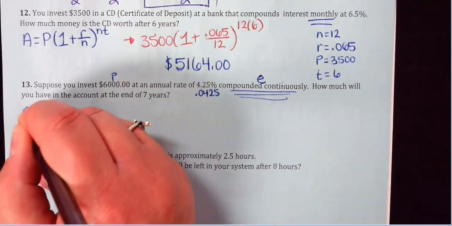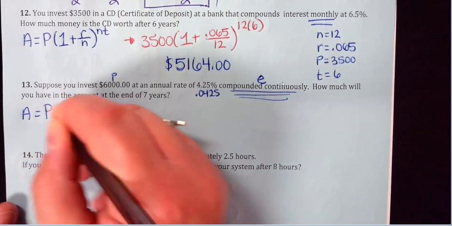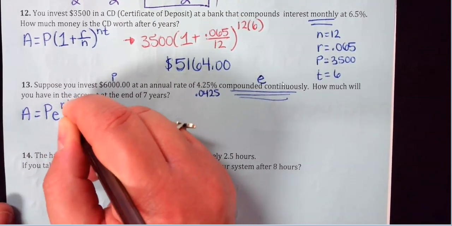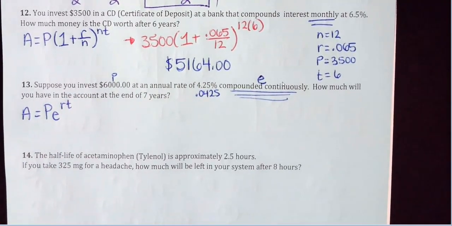So continuously compounded interest is what we call the PERT formula. And it involves e, like your natural log base. And that's not a variable, that's 2.718. It's got its own decimal. So this one's actually a little bit less work because there's less to plug in. You're just going to plug in the principal, the rate, and the time here.